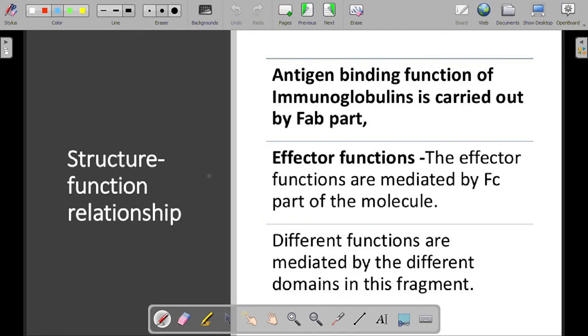The structure function relationships. The antigen binding function of the immunoglobulin is carried out by the Fab part. So this is the Fab part, and the antigen binding function is promoted by this Fab portion, and this is the Fc portion. The effector functions are mediated by the Fc part of the molecule. Different functions are mediated by different domains in the segment.